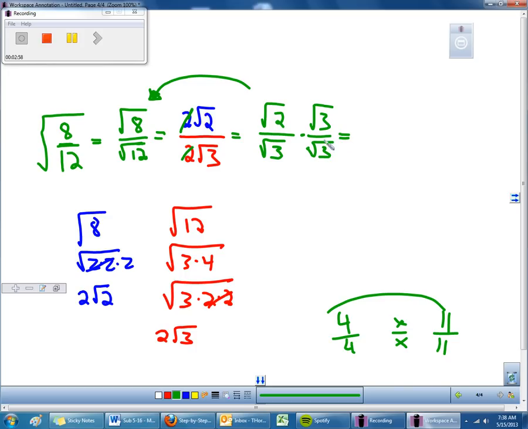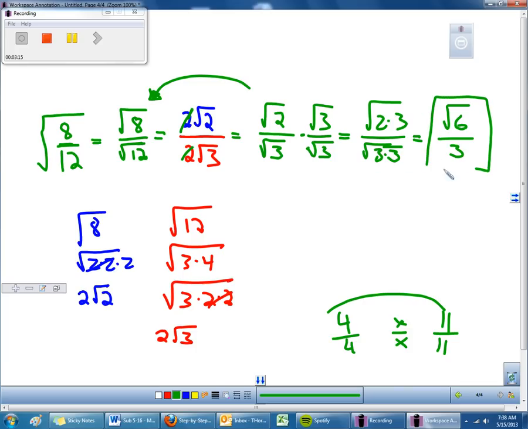I know that if I rewrite those under the same radical, that's the square root of 2 times 3 in my numerator and the square root of 3 times 3 in my denominator. Well, the square root of 2 times 3 is just the square root of 6, and then the square root of 3 times 3 is 9, and the square root of that is 3. So this is considered the simplified form of our original square root of 8 over 12 over there.